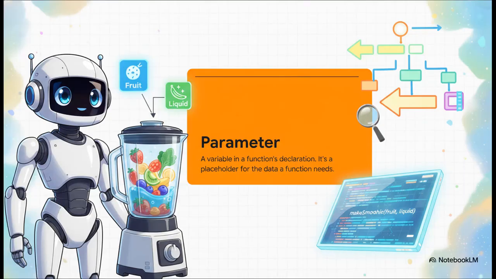First things first, the parameter. Now, this is just a placeholder in your function's recipe. It's the list of ingredient types you need. The recipe doesn't say you need a banana, it just says you need some kind of fruit and some kind of liquid. It's a blank space, telling the robot what kind of thing to expect.